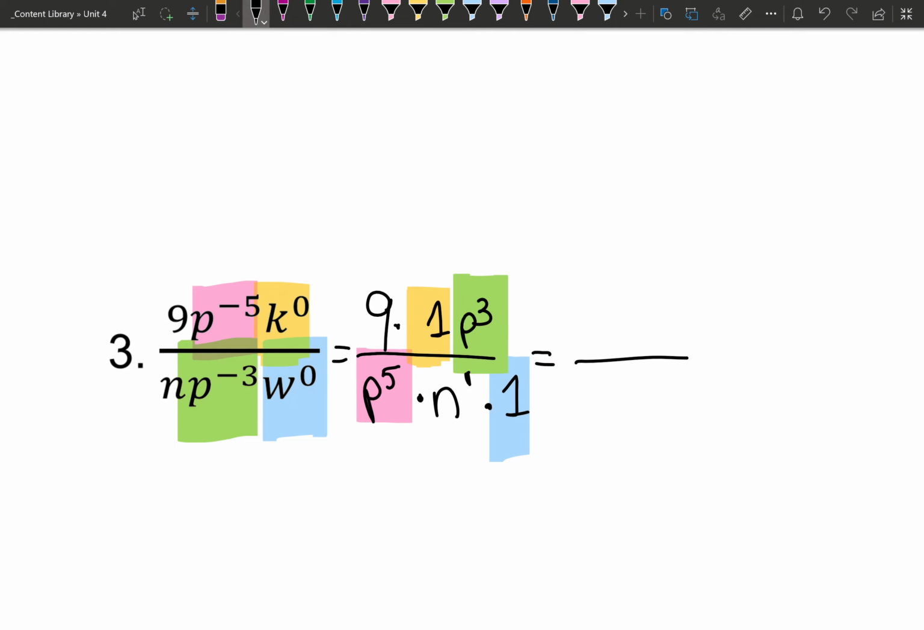Okay. I'm going to rewrite it with less stuff. 9 times 1 is 9. I still got a p to the third. I got an n. I got a p to the fifth. And 1 doesn't change anything.